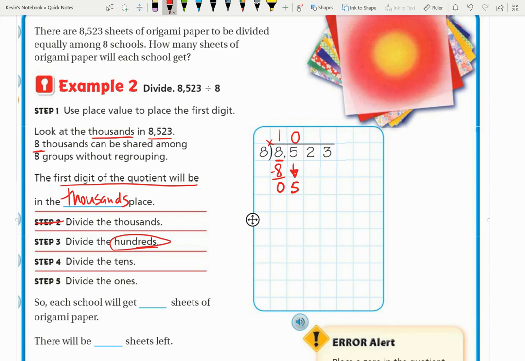So 5 divided by 8, 0. And that is step 3. And then we just go back, multiply. 0 times 8 is 0. Subtract 5, and then bring down the 2. So now we have 52.